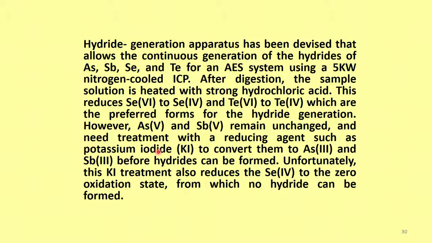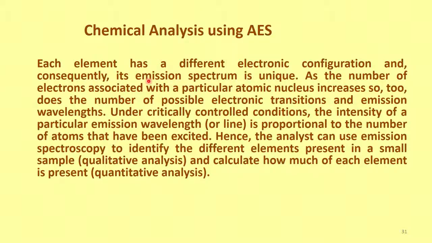So, what we need is potassium iodide, a little bit of chemistry here, to convert them into arsenic 3 and antimony 3, that is valency. So, before hydrides can be formed, only arsenic 3 and antimony 3 will form hydrides. Unfortunately, this potassium iodide treatment also reduces selenium 4 to selenium metal. Once it reduces selenium to the metal, there is no way it can form hydrides. Okay. So, that is about the hydride generation AES.